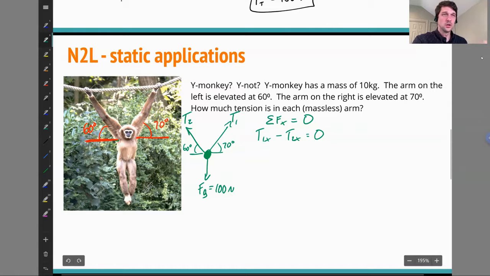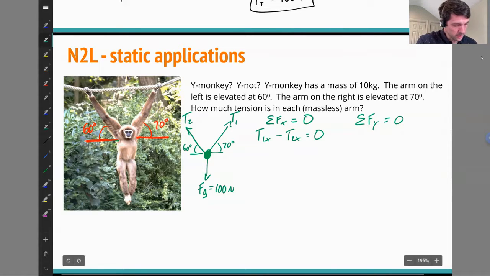The only two forces acting sideways are the X component of one arm and the X component of the other arm. But that doesn't get me very far because I don't know what either of those tensions are. So I guess I need to look in the Y direction. The sum of the forces in the Y direction is also 0 because this monkey is not accelerating up or down. In that direction, I do know something. I know the weight of this monkey.